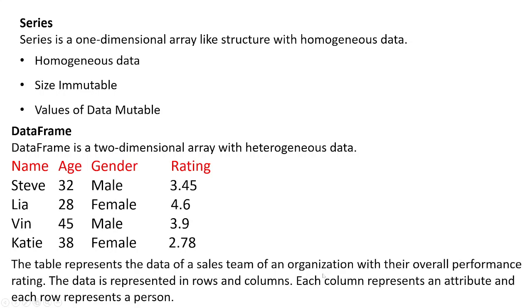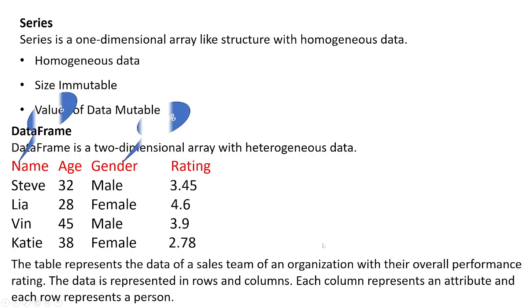So here is an example where this table represents the data of a sales team of an organization with their overall performance rating. The data is represented in rows and columns, and each column represents an attribute and each row represents a person. For example, the first row corresponds to the person named Steve. He is aged 32 and he is male, and his rating is 3.45 in his business. And similarly, the remaining people.